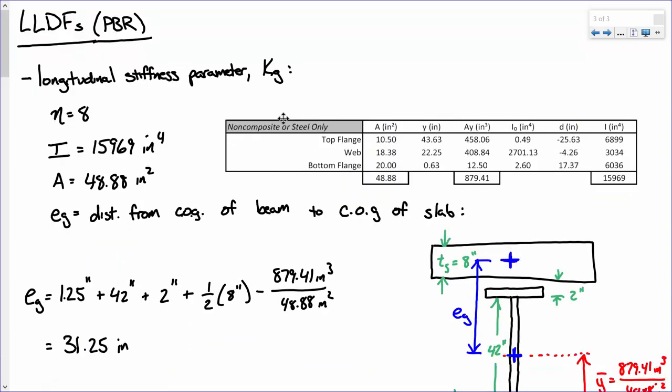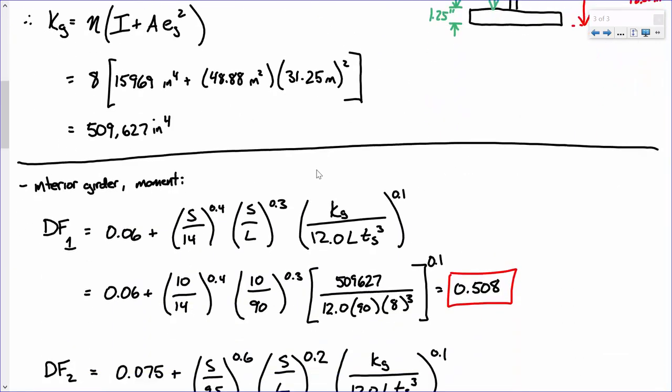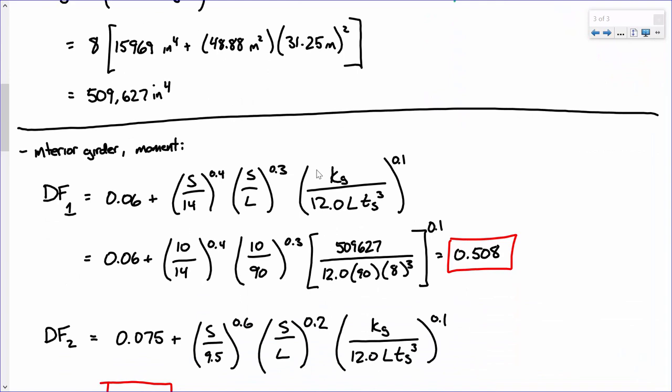Blow that up a little bit. So this is what we did last time, and we spent a fair amount of time going through this. We looked at how to compute the longitudinal stiffness parameter, and we get that from the section properties of the non-composite section and the modular ratio. Went through and computed that, and then we were rocking and rolling with our distribution factors.